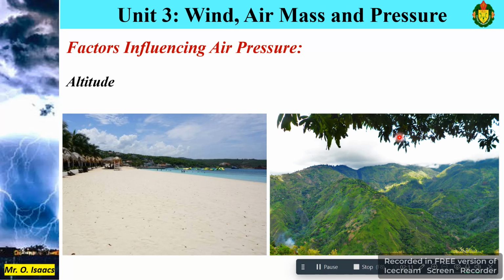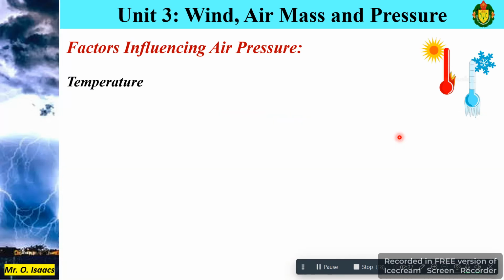So if we go, for example, to the beach, the air pressure is going to be heavier because, of course, it's a flat area, versus if we go to Blue Mountains, the air mass is going to be thinner. So, of course, we're going to experience a lower pressure system there.